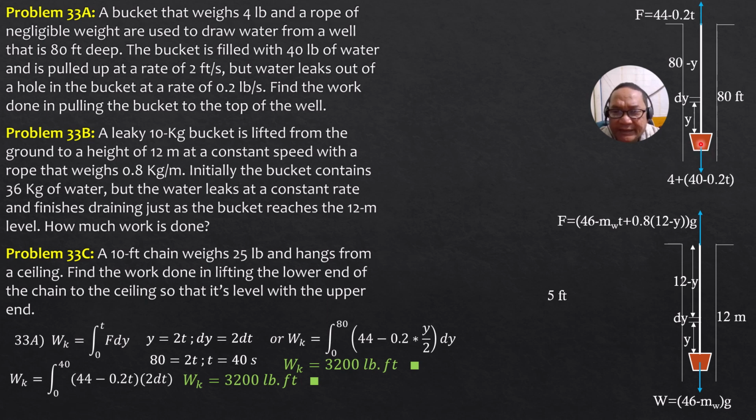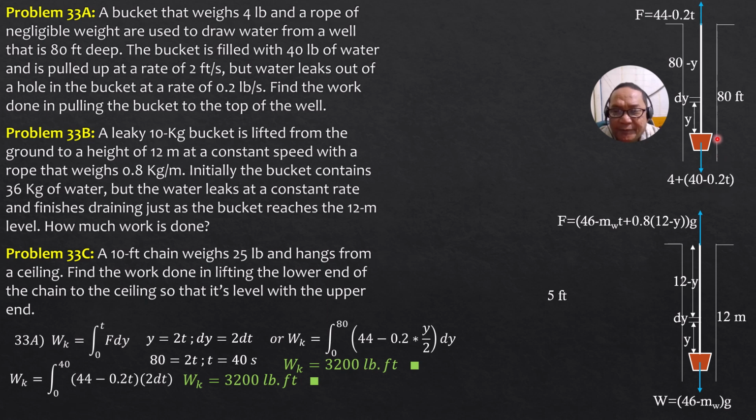Then as another solution, take note that 4 pounds, the weight of the bucket, is constant. So the work done in pulling this, exerting a force of 4 pounds to reach the top 80, is 4 times 80, direct formula. Then for the weight of water here, initially it is 40 pounds. As it reaches the top, because it will take 40 seconds for the bucket to reach the top, the amount of water remaining would be 40 minus 0.2 times 40, that's 32 pounds.